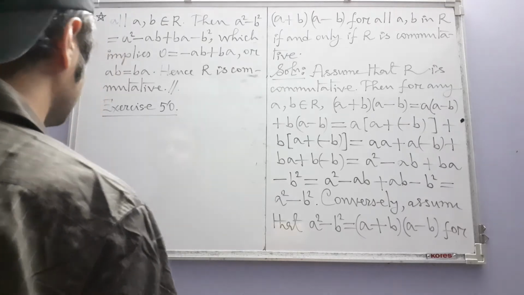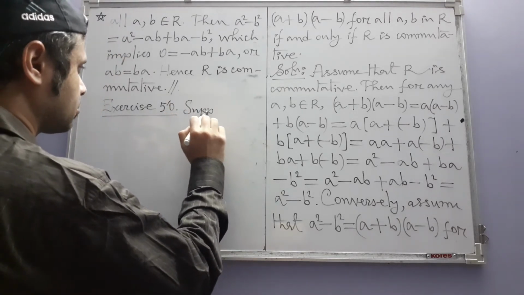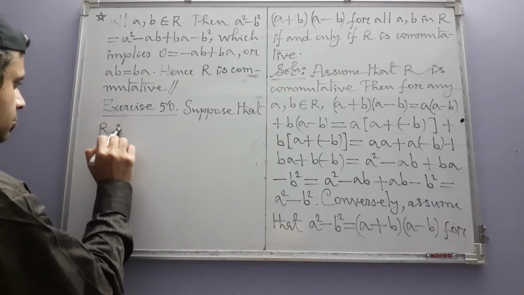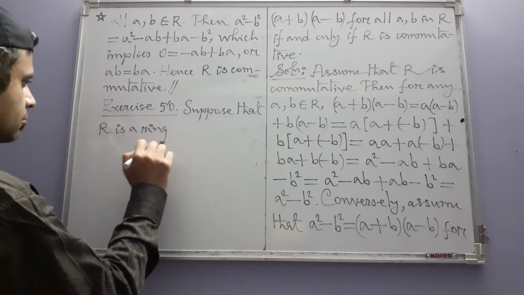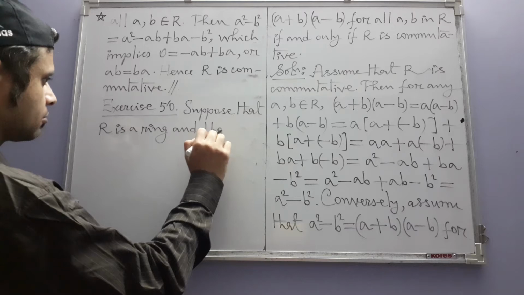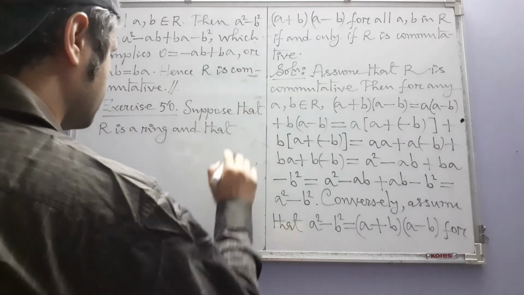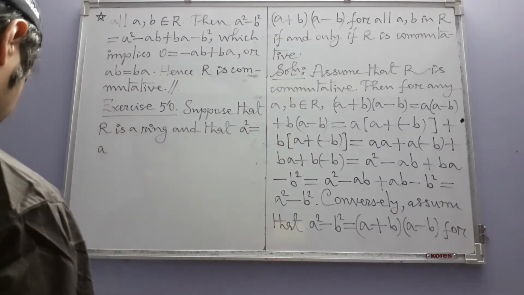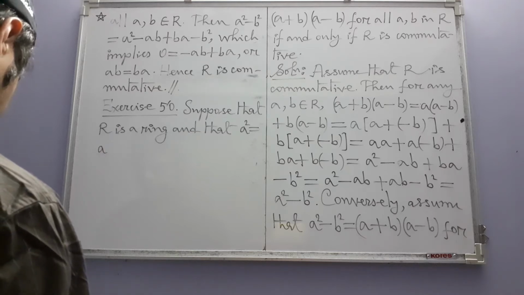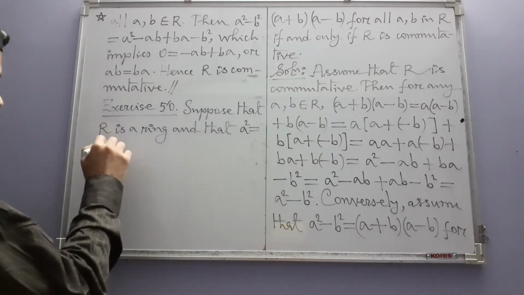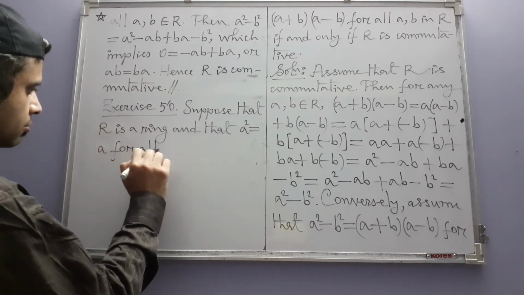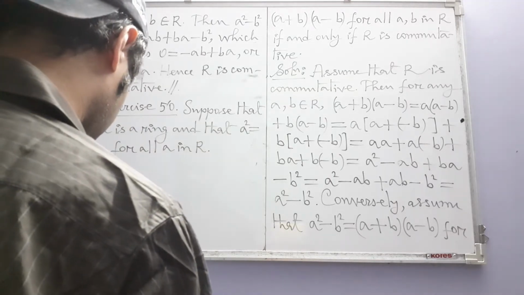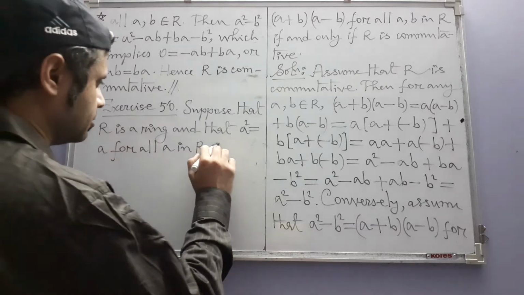Suppose that R is a ring and that A square is equal to A for all elements A in R. Show that R is commutative.